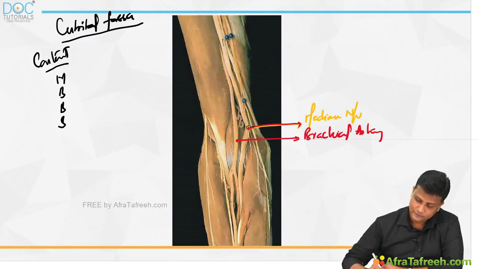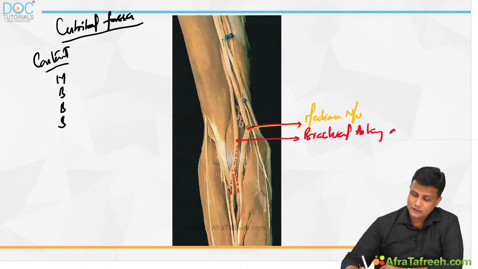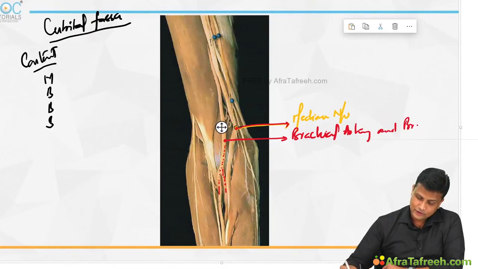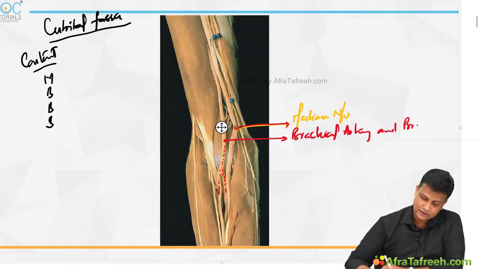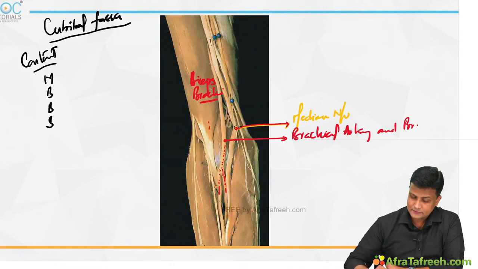If you just follow this brachial artery distally here, you can clearly see it divides into the radial artery and the ulnar artery there. So brachial artery as well as even the branches of the brachial artery are the contents of your cubital fossa. Then once you are done with this one here, this muscle here, this is actually the biceps brachii muscle and its tendon. Biceps brachii muscle and its tendon over here, guys. That is the one thing.